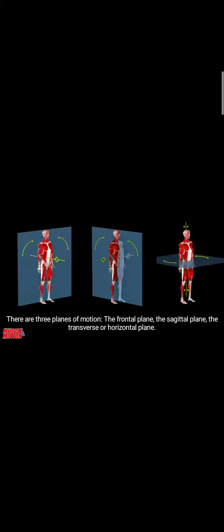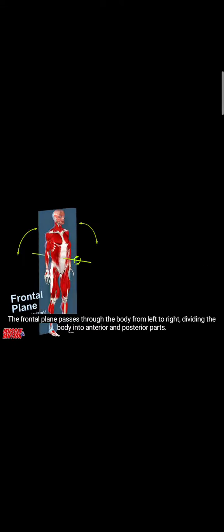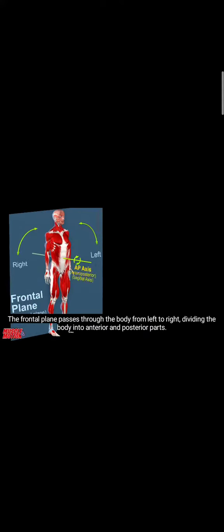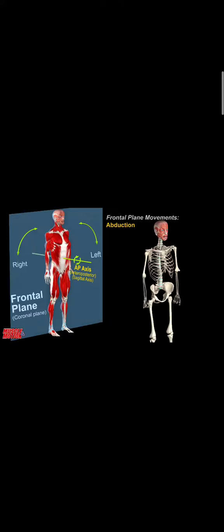Human movements are described in terms of the plane in which they pass through. There are three planes of motion: the frontal plane, the sagittal plane, the transverse or horizontal plane. The frontal plane passes through the body from left to right, dividing the body into anterior and posterior parts.